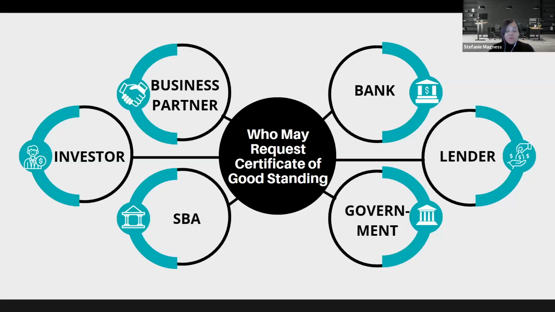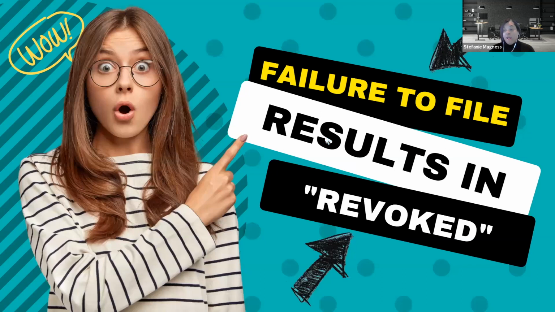Again, I talked about who can request it. SBA can request it. Government, lenders, banks, business partners, and investors may want to see that you're in good standing with the state before they give you money and invest in you. What happens if you fail to file your annual report? Well, you can get revoked. Some states call it suspended, or some states call it forfeiture.